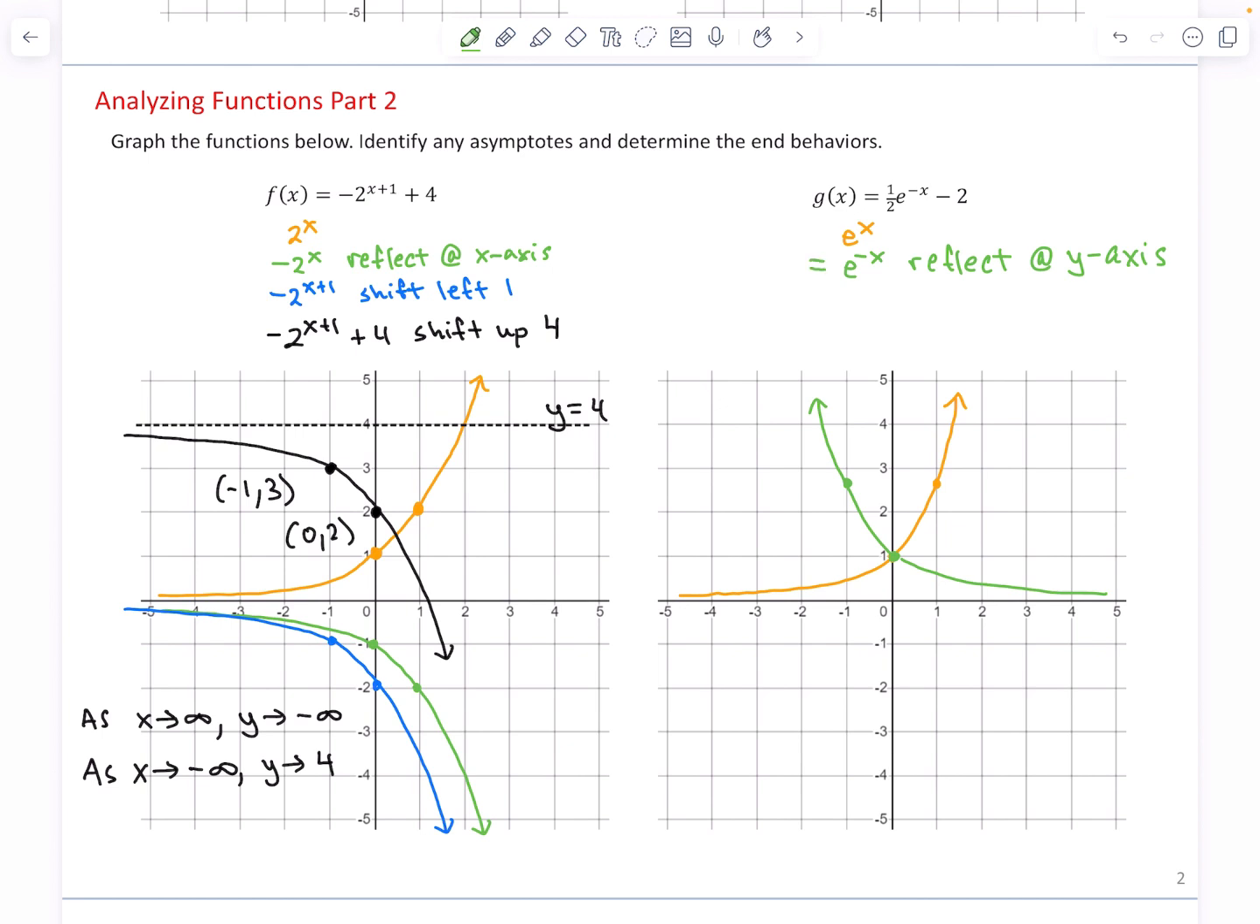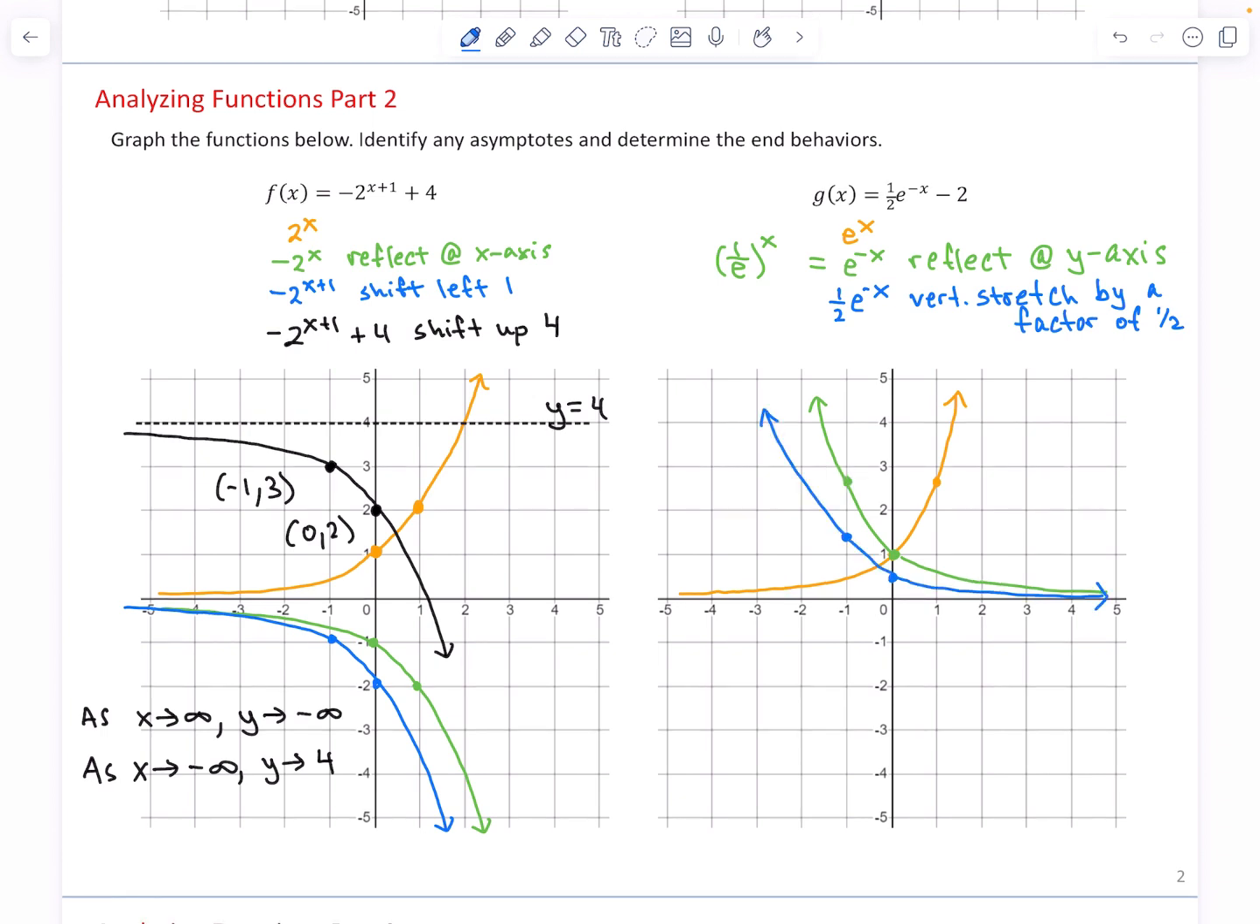Recall that another way to think of e to the negative x is to write it as 1 over e raised to the x, and this base now is between 0 and 1, hence the reason we have a decaying exponential. The next transformation to consider is the 1/2 times e to the negative x. This is a vertical stretch by a factor of 1/2. That means this point here will now be 1/2 as far from the x-axis than it currently is, putting us roughly at this location. The y-intercept will be 1/2 as far from the x-axis as it currently is, putting us here. And we still have a decaying exponential.